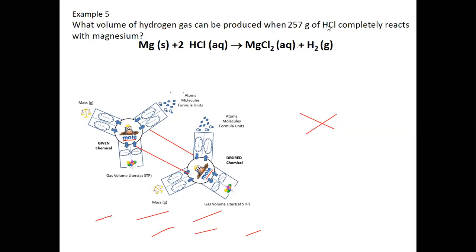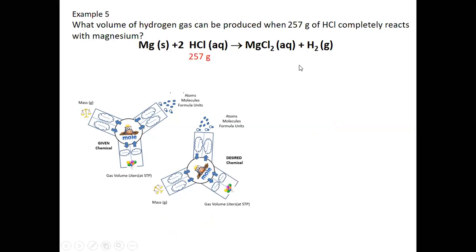Let's take a look at another different example. In this particular case, now it asks for a volume amount. Volume is still a chemical quantity, it's just not a mass. So this particular example says, if 257 grams of HCl completely reacts, what volume of hydrogen gas could be produced?